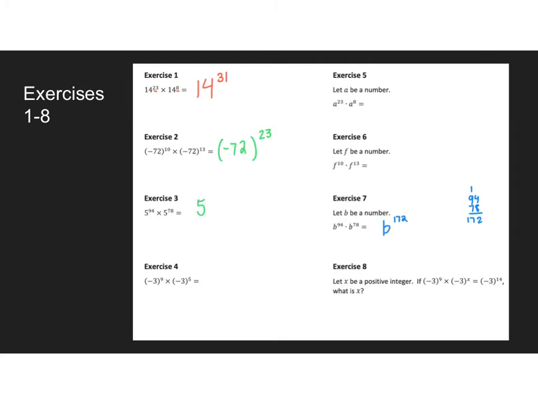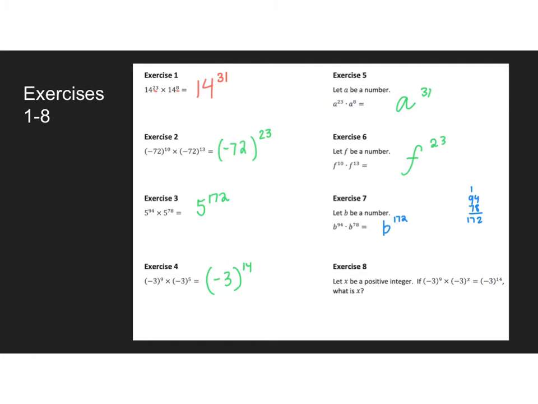You can do this in your calculator too, guys. I'm going to do it in my calculator just for the sake of time. 94 plus 78 equals 172. I actually did the same number off to the side over there. Exercise 4, we have a negative 3 as our base, and we're doing this to the 14th power. Exercise 5, you had an a as your base, and you're doing 23 plus 8. This is 31. Exercise 6, f to the 23rd power.